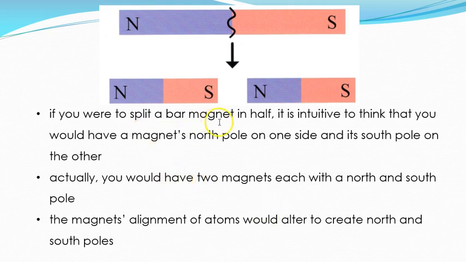If you were to split a bar magnet in half, it's intuitive to think that you would have a magnet's North Pole on one side and its South Pole on the other. In other words, that you would have two magnets. One would be north and the other one would be south. But in reality, what you would have would be two magnets that would have both north and south poles. This is because the magnet's alignment of atoms would alter once split to create north and south poles. So in reality, you really can't split a magnet into two separate poles.